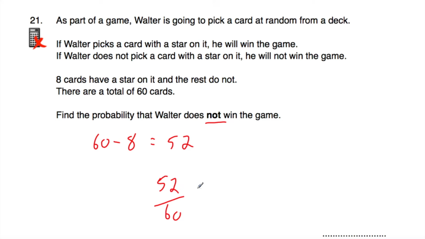Now this can be cancelled down. We could half both of those to be 26 30ths. We could half them again to be 13 15ths. And that's it, so 13 15ths. So the probability that Walter does not win the game would be 13 15ths. Now, you don't have to cancel down the probability if you don't want to, because the question didn't say you had to cancel it down, but I would just tend to if I can, and that's it.